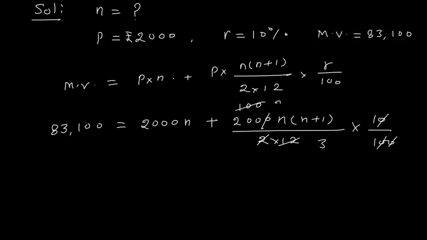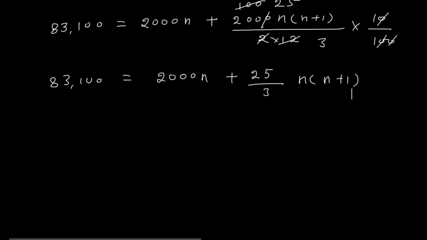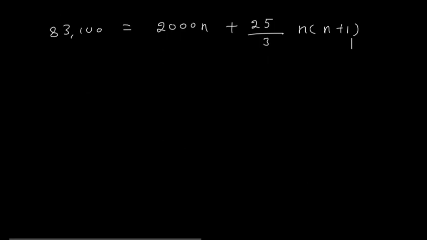So now 83,100 is equal to 2000N plus 25 upon 3 into N into N plus 1. So what do we do? We first multiply all the numbers by 3. So let us multiply all the numbers by 3. This will become 0, 0, this is 3, 3 3s are 9, 3 8s are 24.